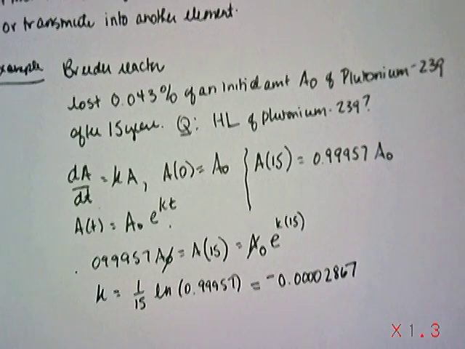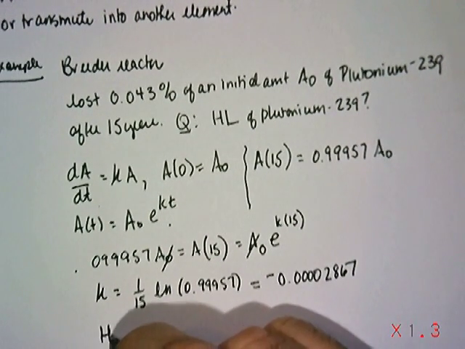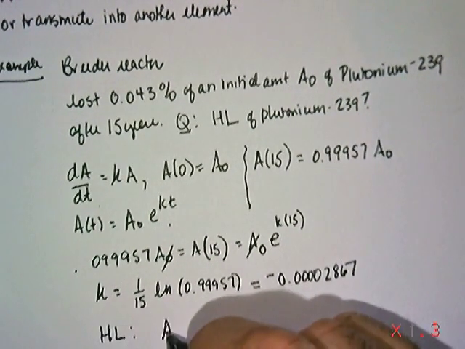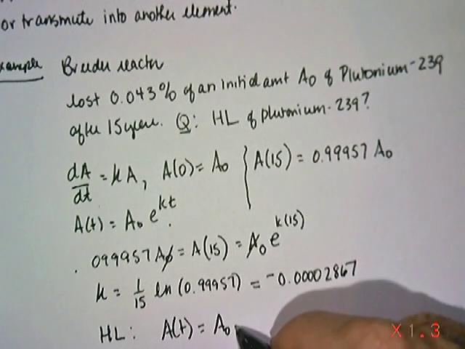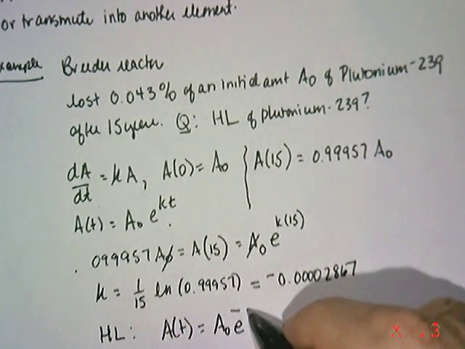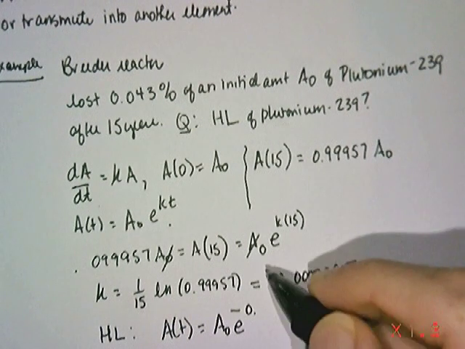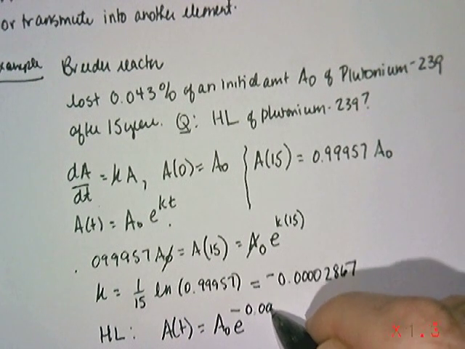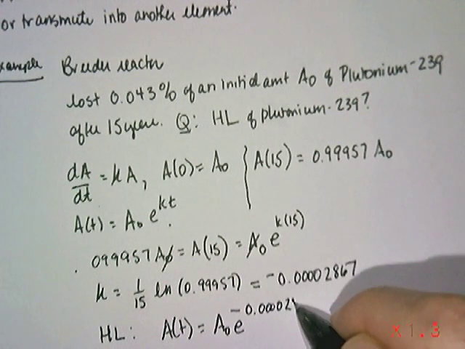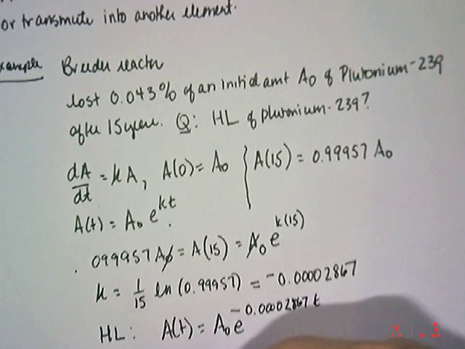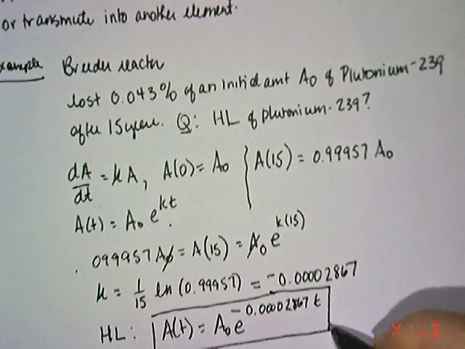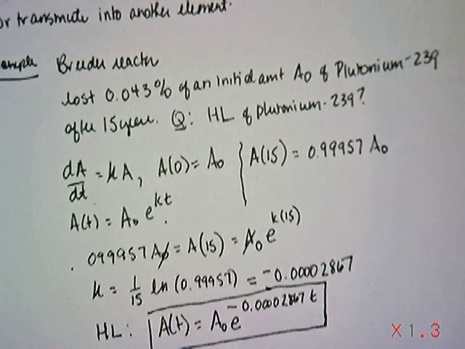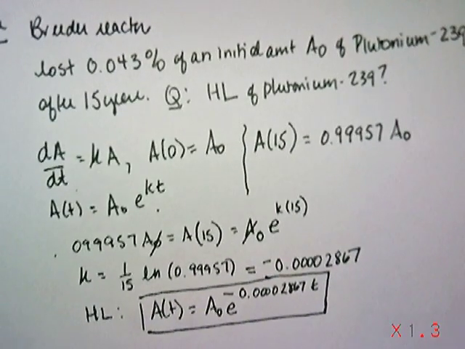2867. So then the model of the half-life, in this case, turns out to be A of t is your initial amount multiplied by e to the negative 0.000002867 t. So you're definitely going to decrease through time because of that negative exponent. There won't be growth in this case.